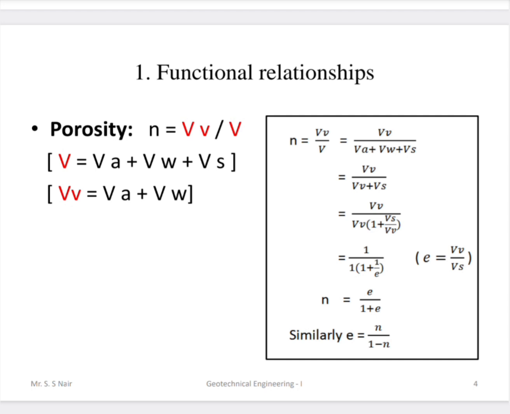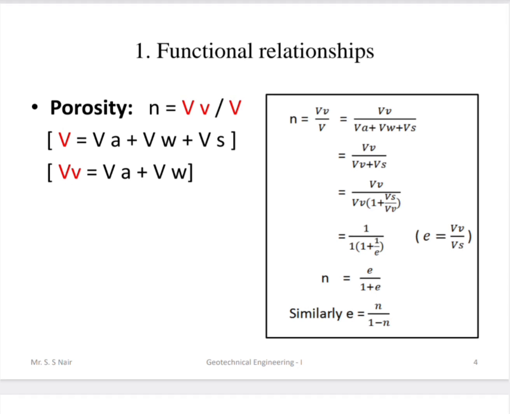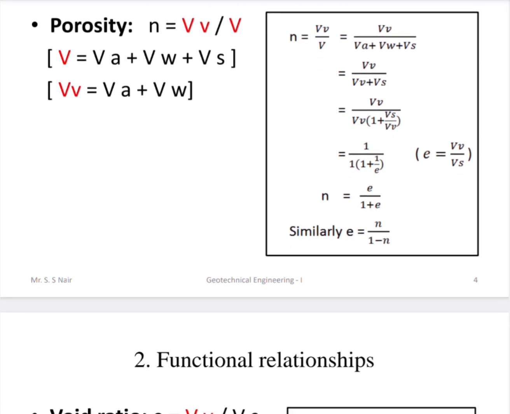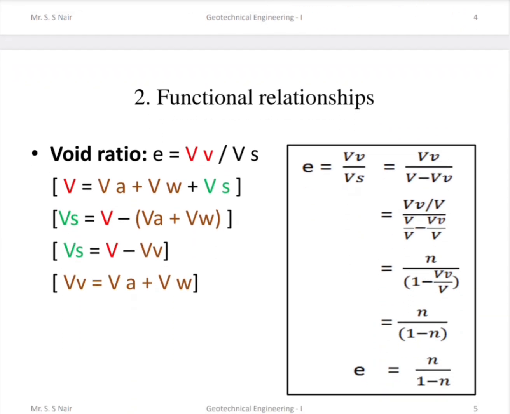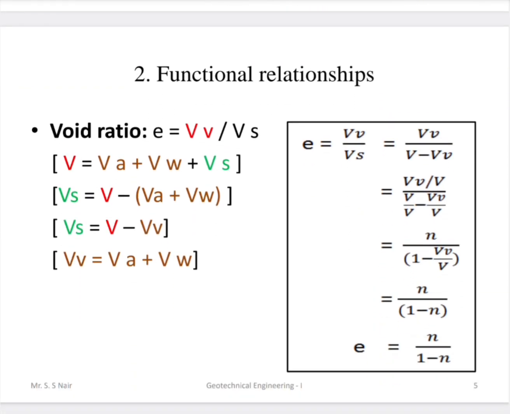Similarly we can get porosity n equal to E divided by 1 plus E, and similarly void ratio E is equal to porosity divided by 1 minus porosity, that is n divided by 1 minus n. So now how does the void ratio and porosity relationship occur?